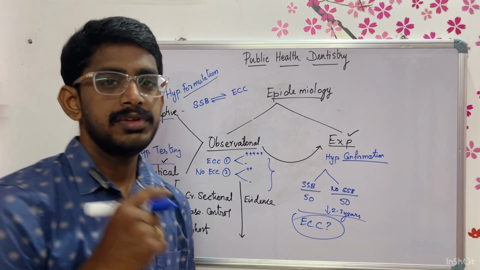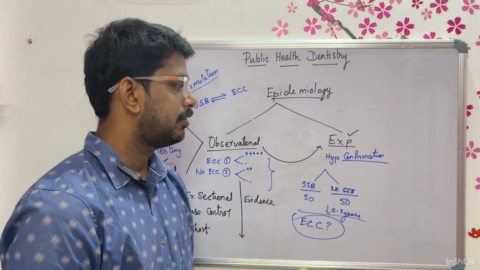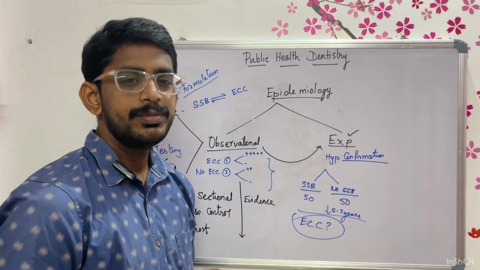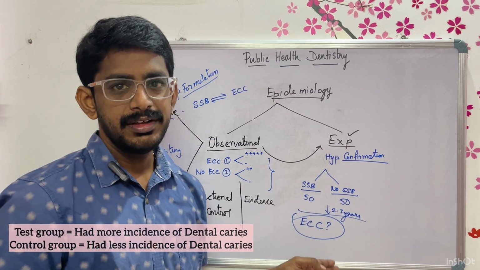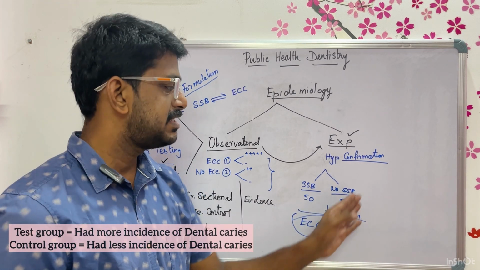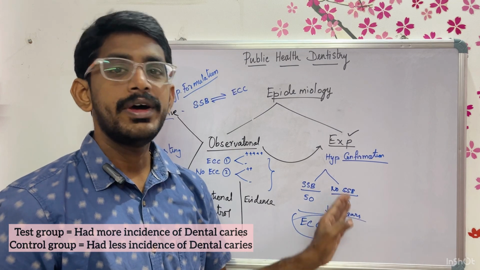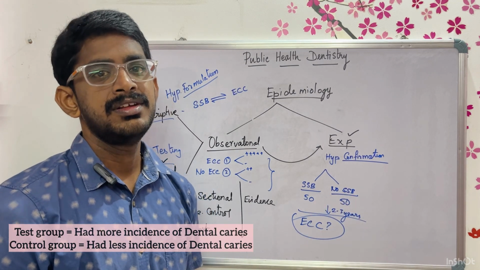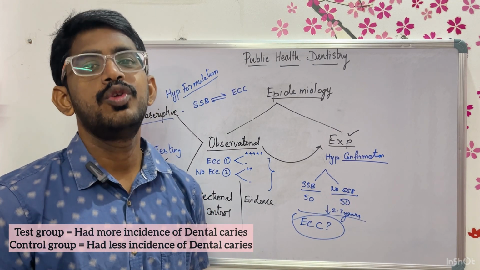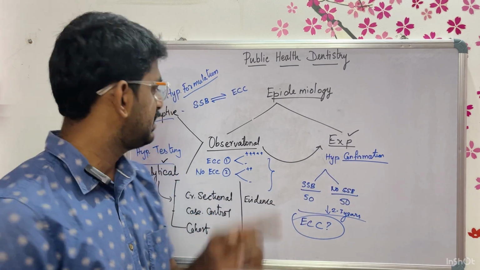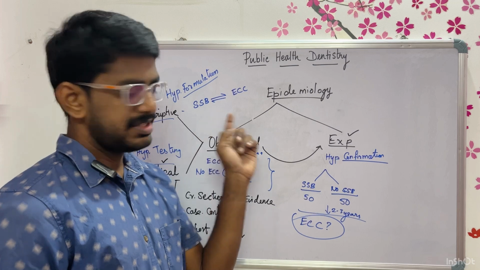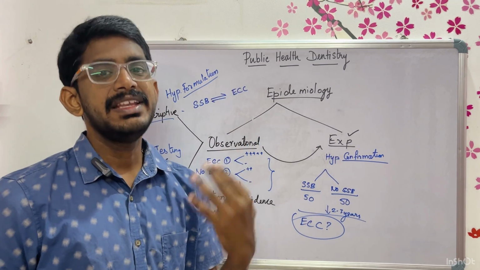Okay, so now you see what happens usually. The group that received sugar sweetened beverages might have got more incidence of early childhood caries than the group of children who are not exposed to sugar sweetened beverages. So finally you conclude that yes, you confirm the hypothesis that sugar sweetened beverages do result in ECC.